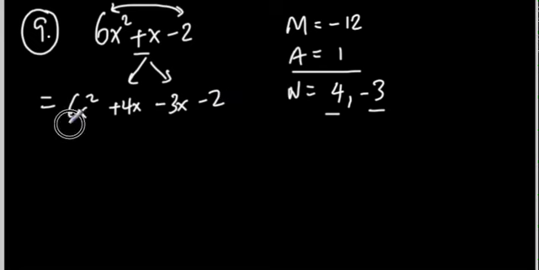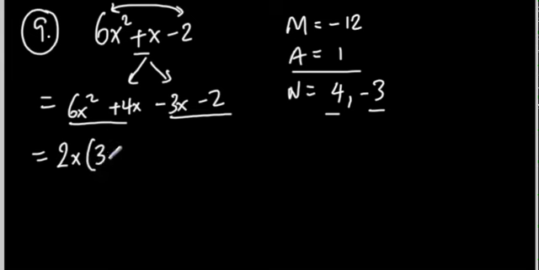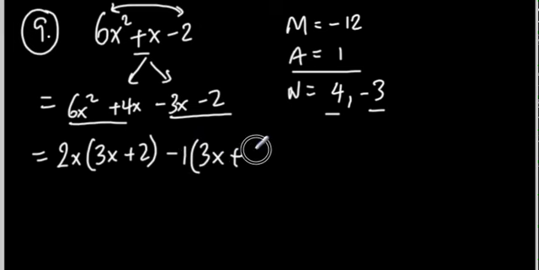minus 2. We have to group the first two and the last two. What's common between the first two? It's 2x. So what we have left is 3x plus 2, because 2x times 3x is 6x squared, and 2x times positive 2 is positive 4x. What's common amongst these two? Nothing, but keep the same sign as that one over there. And since nothing is really in common, 1 will always be in common. So what we have left is 3x plus 2.